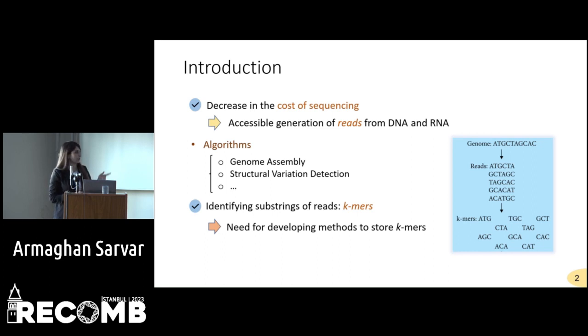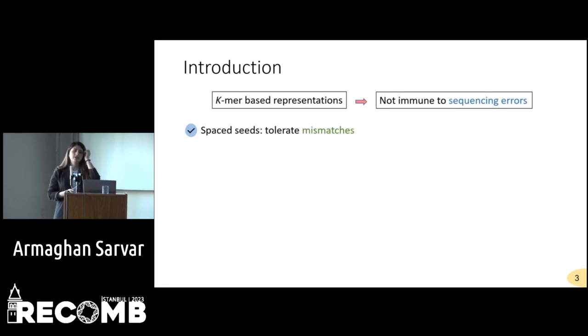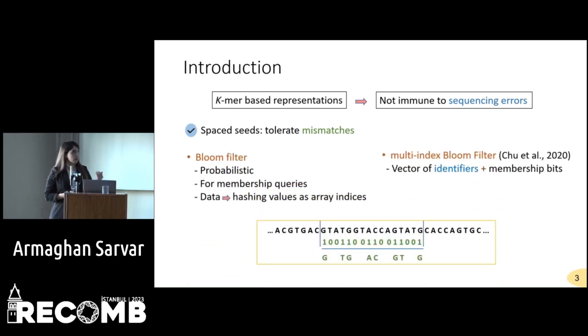For example, as shown in this figure, the genome has been segmented into 3-mers, which will be stored to represent the genome. On the other hand, k-mer-based representations are not immune to sequencing errors, and that's why many tools and data structures have been based on using spaced seeds, which can tolerate mismatches. For example, the Bloom filter is a probabilistic data structure used for fast membership queries that represents data by hashing values as bit array indices.